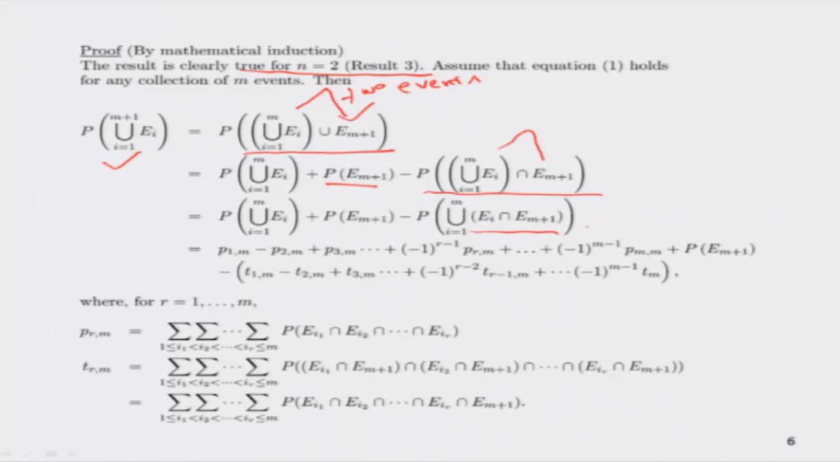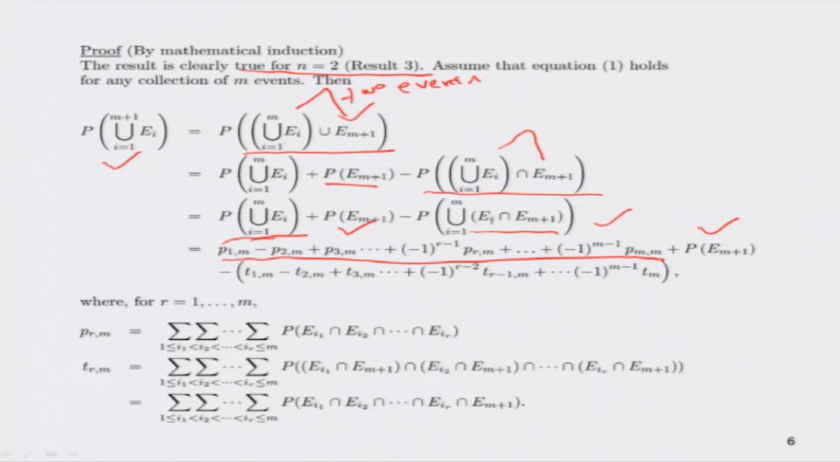Now the advantage of doing this is that if you look at the probabilities, I am only talking about probabilities of a union of m events. Here I have m events, and here also I have m events, and I have already assumed that the result holds for any collection of m events. So this is the same as P_1,m minus P_2,m plus P_3,m ... plus minus 1 to the power r minus 1 P_r,m ... plus minus 1 to the power m minus 1 P_m,m. This is this part, because we have assumed that the result holds for m events. Then P of Em plus 1 is anyway there.